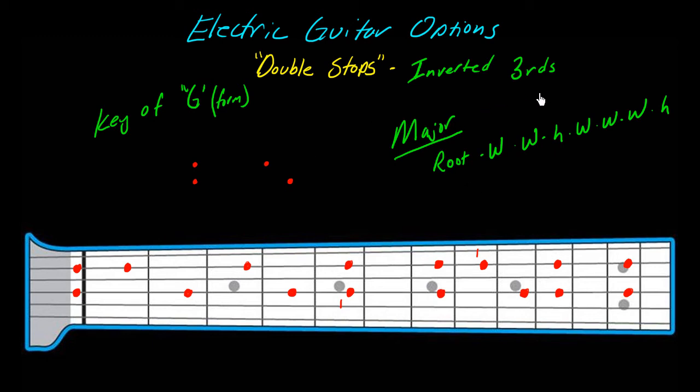And the reason why is when these are inverted thirds, there's only major and minor thirds. There's only 2 types of thirds. So that's why you get these 2 patterns. And what happens is this here is the major third pattern, and this is your minor third pattern.